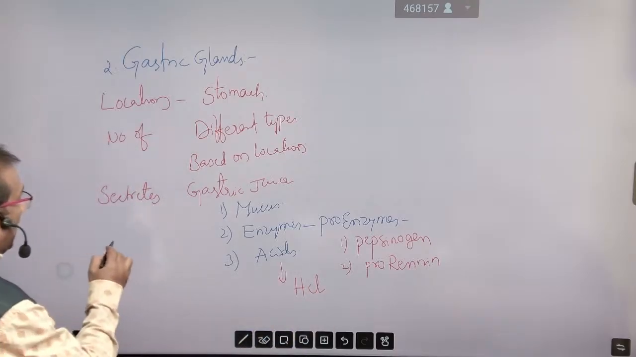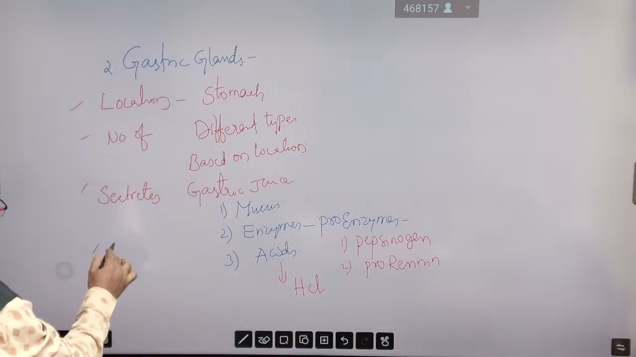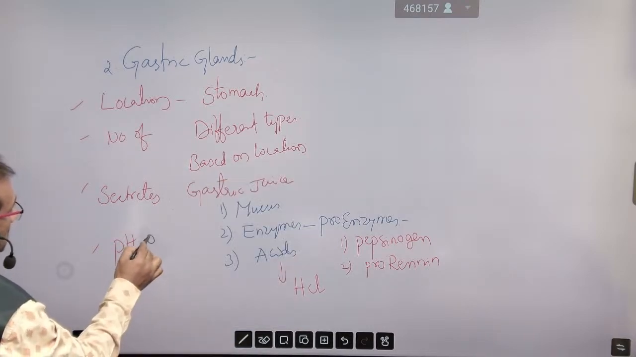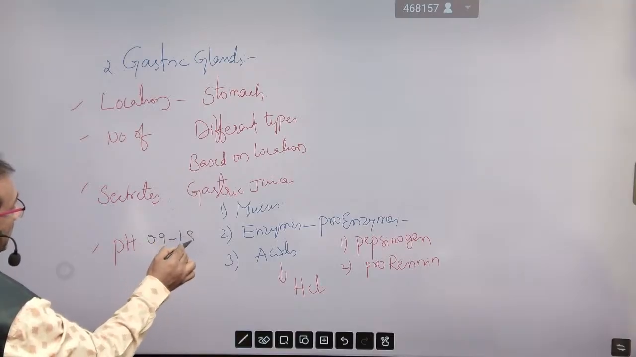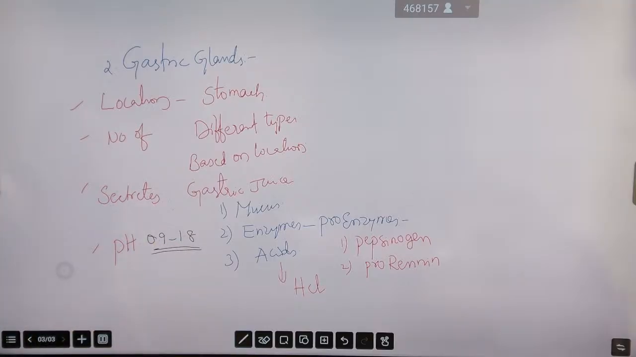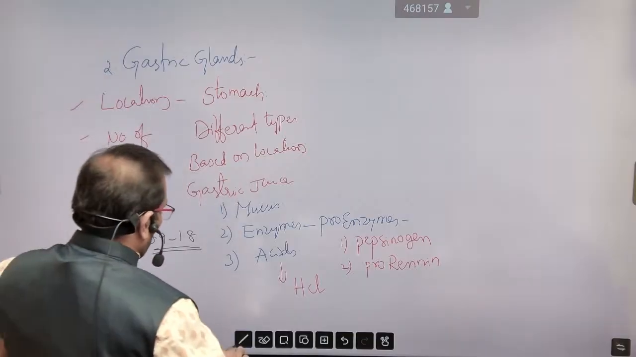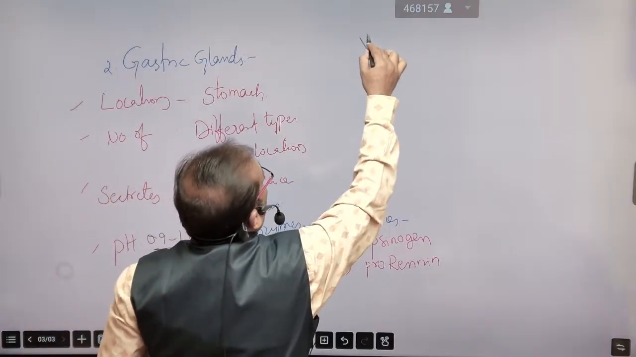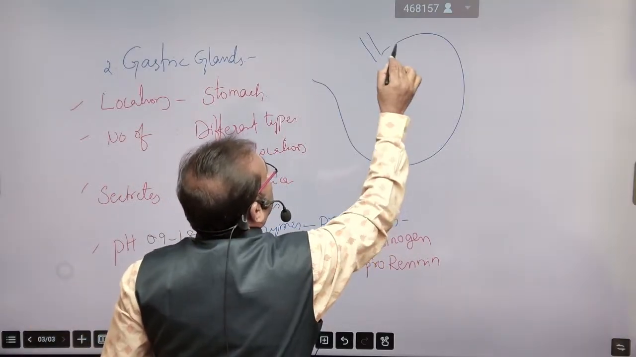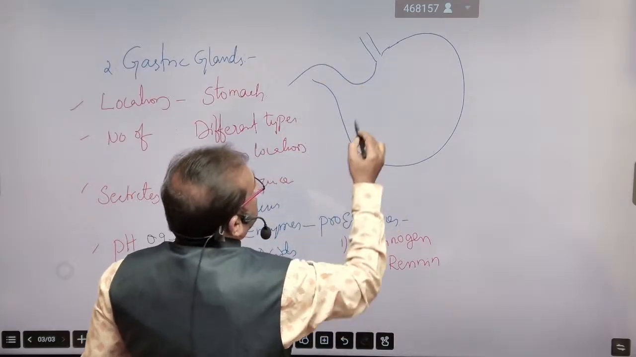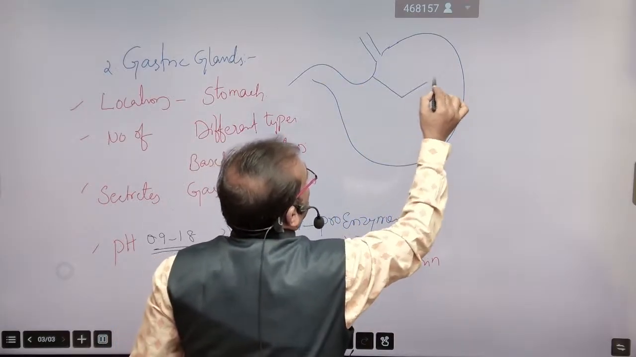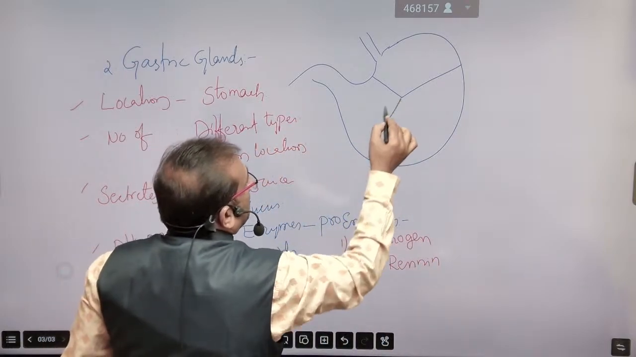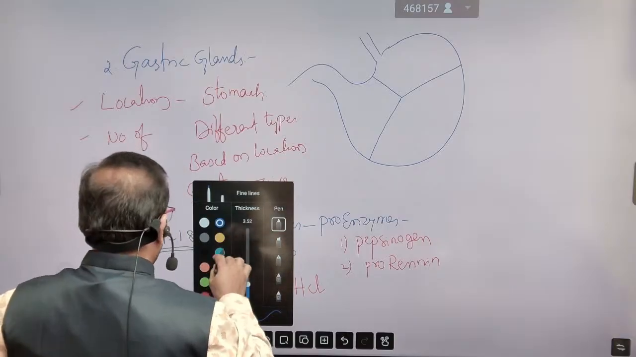Hydrochloric acid, and that is why the pH of this gastric juice is very strong, 0.9 to 1.8, the strongest acids. Okay, strongest acids are present. Coming to the location of these gastric glands, they are present in the stomach. And the stomach is divided into three parts based on function and based on the cells. Different types of cells are there.